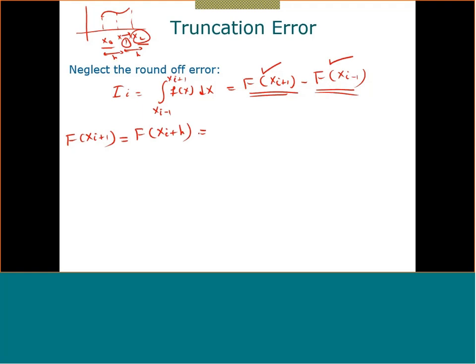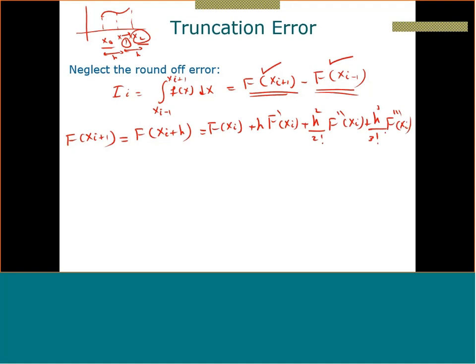Now, we can expand this. It is equal to f(x(i)) plus h f′(x(i)) plus h squared over 2 factorial f″(x(i)) plus h cubed divided by 3 factorial f‴(x(i)) plus h to the power of 4 divided by 4 factorial f to the power of 4 of x(i) plus h to the power of 5 over 5 factorial f to the power of 5 of x(i), and so on and so forth.